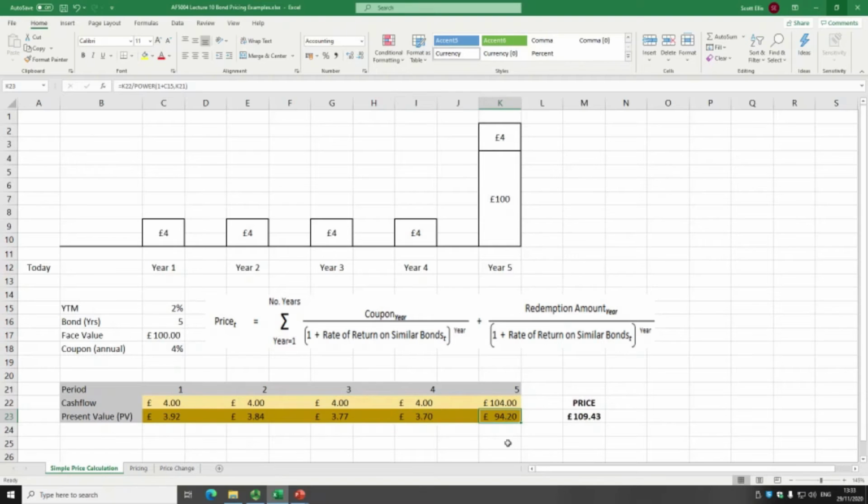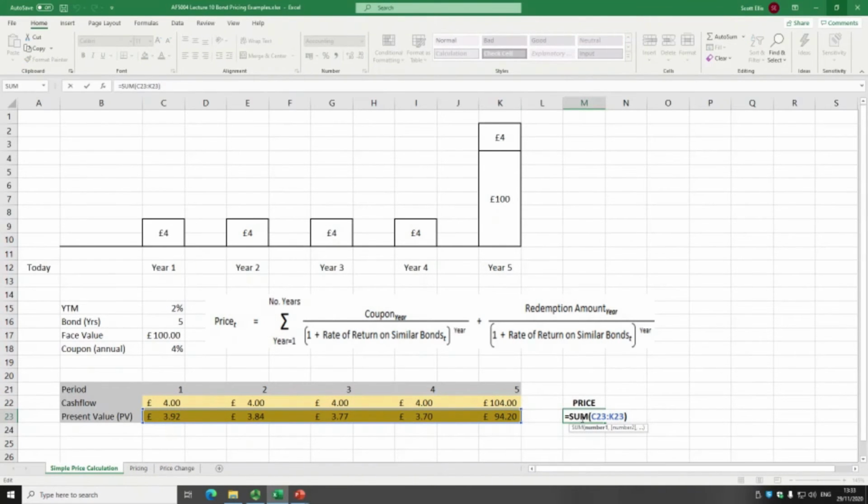And then on this last equation, we have the £100 par value plus the £4 last coupon payment, and that £104 is worth effectively £94.20, discounted back to today. And simple maths, the sigma there tells you we need to sum it all up, and therefore the price of the bond would equal £109.43 in the market today.